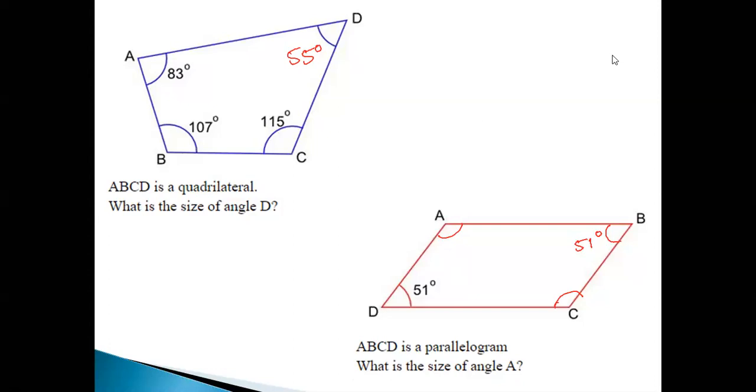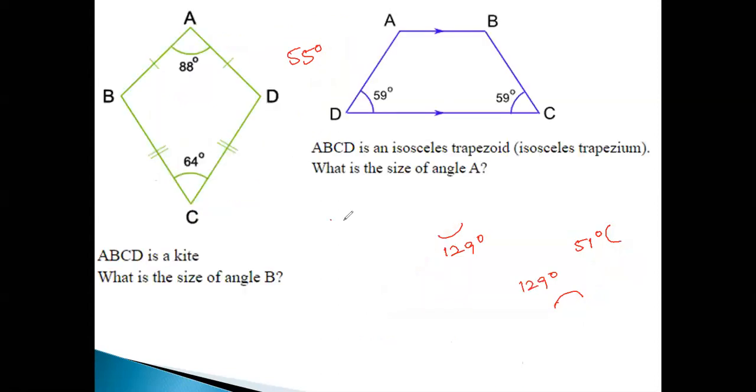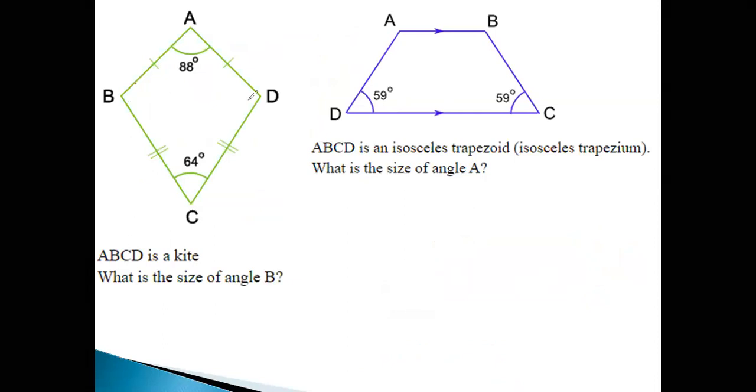So please find the angle of the kite. I hope you guys know that in a kite, these two angles are equal. Right? That's what we learned. So what is the angle B and D?